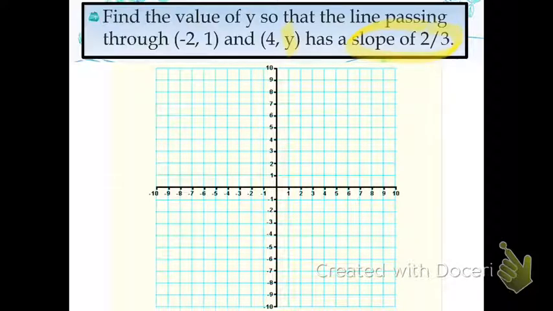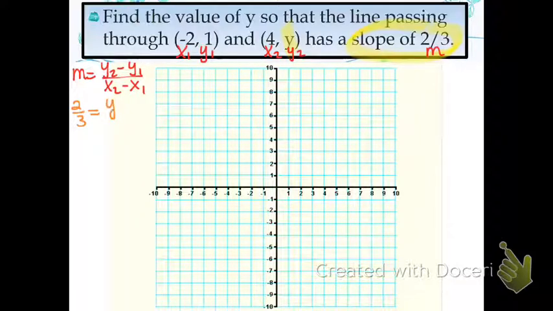So if you're going to use the formula, that is the x1, y1, x2, y2, and m formula that we're talking about from earlier. So we're going to start by taking our formula and plugging all 5 of those values into the formula. So in this question our slope was 2/3, so we're replacing the m with the 2/3. y2 is y, so we're just going to put a y there. y1 is 1, x2 is 4, x1 is -2.